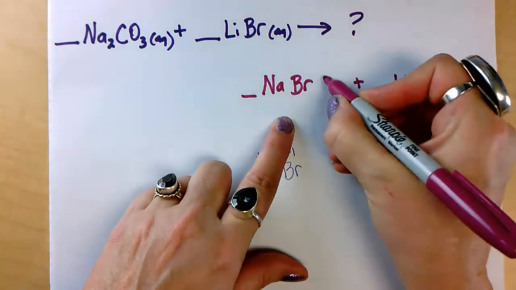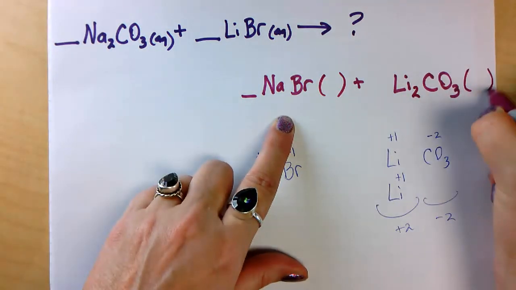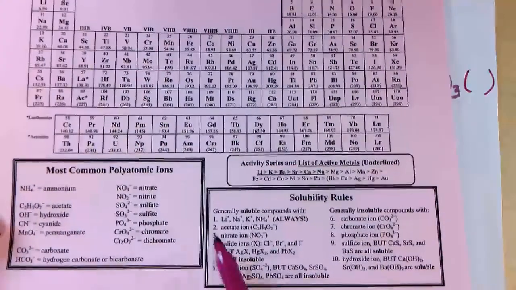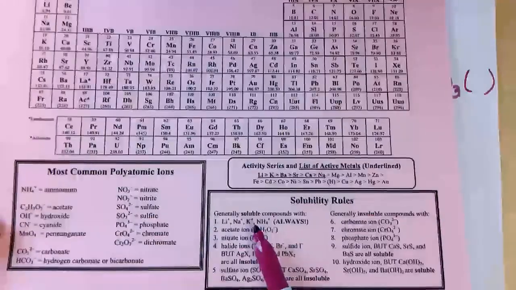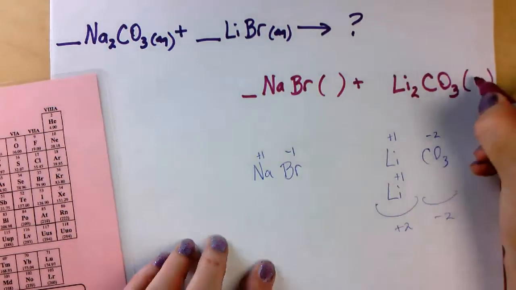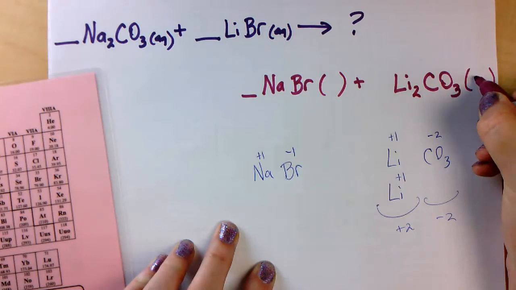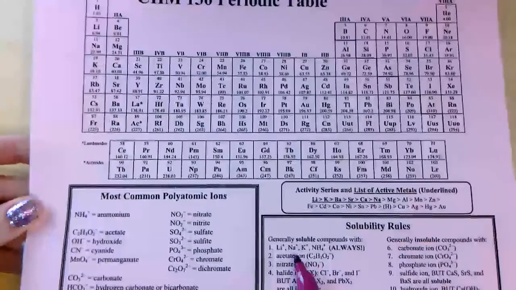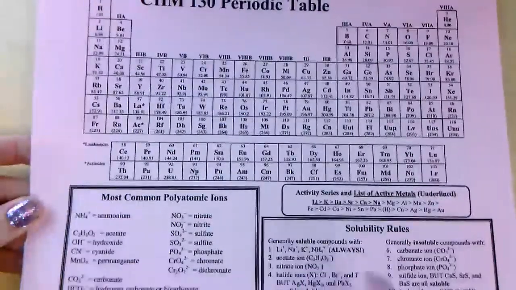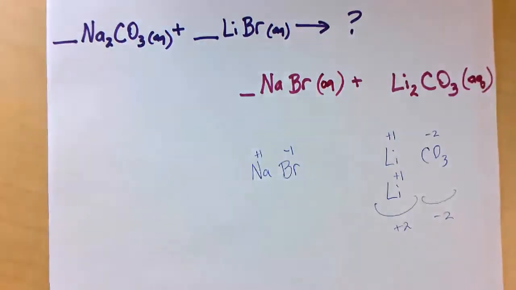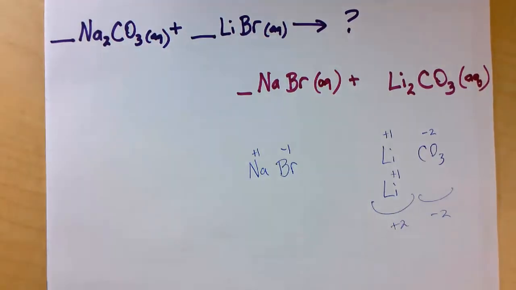It's time to figure out our states. Let's look at our solubility rules. Lithium compounds are always soluble. So the lithium carbonate gets what? You're correct if you said an AQ. Gets an AQ. What about sodium bromide? Na, rule number 1, soluble. So that also gets an AQ. These are both AQ. What does that mean?